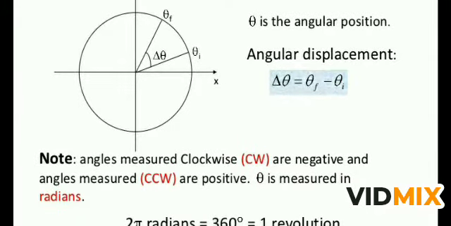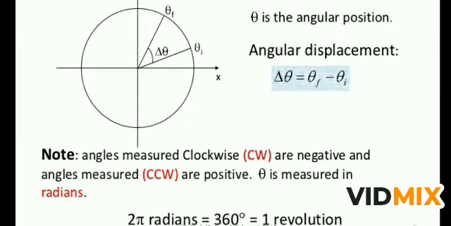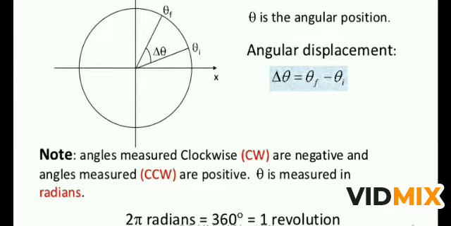Angles measured clockwise are negative and angles measured counterclockwise are positive. Counterclockwise means opposite to clockwise. Theta is measured in radian, and what is 2 pi radian? 2 pi radian means a complete circle, or we can say 360 degree or 1 revolution. These small values are given to help you understand, and whenever required you have to use them in numerical problems also. So 2 pi radian is equal to 360 degree, or equal to 1 revolution.